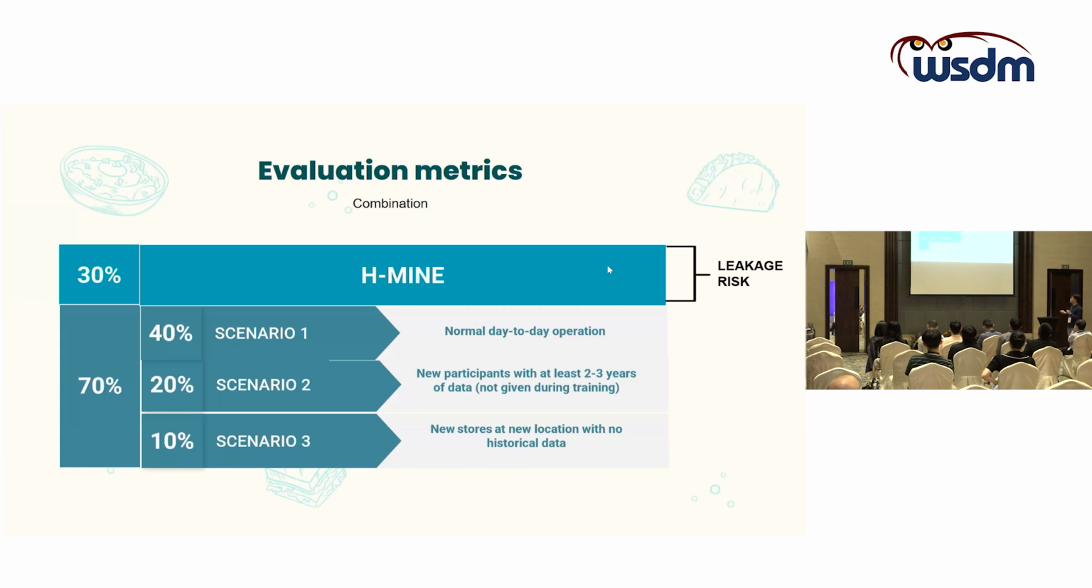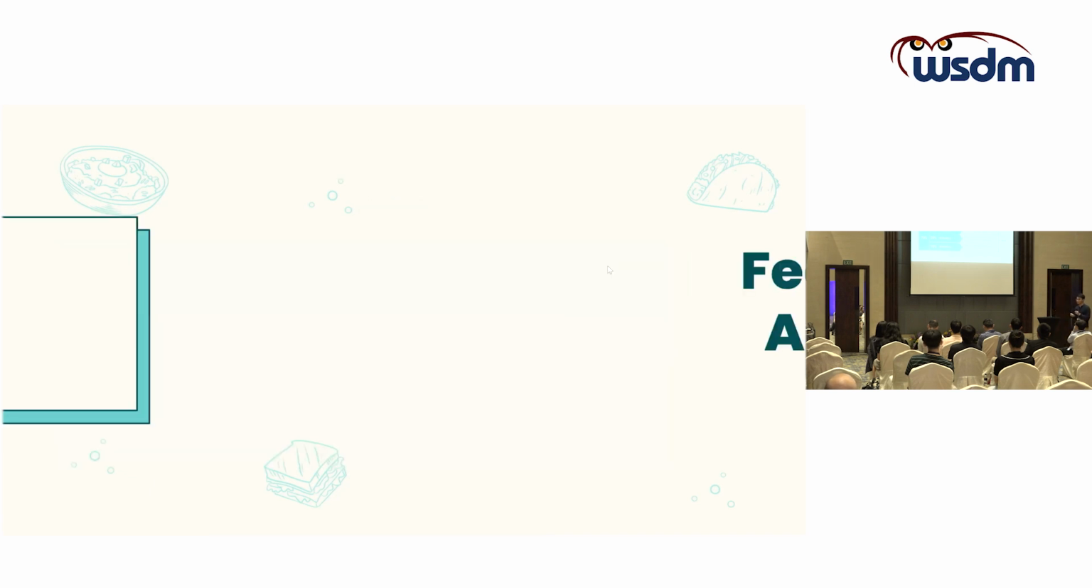Further breaking down the forecast accuracy, the highest weightage should go to the normal day-to-day operation because that is the normal scenario. But we should also keep in mind those situations where either a new participant chooses to participate in this initiative, or maybe even new stores in new locations with no historical data at all. By combining these two metrics together, we can ensure that the solution developed for the competition is not only accurate, but also without sacrificing the privacy concerns that a store owner may have.